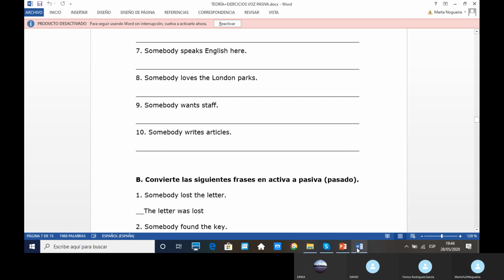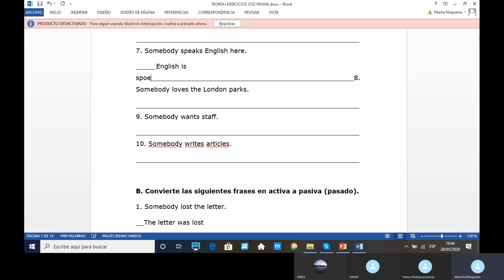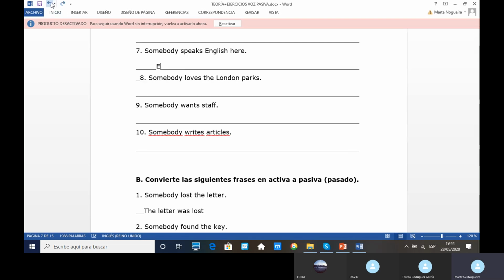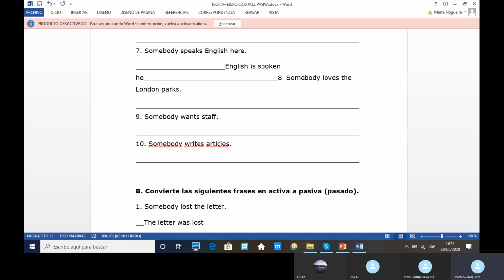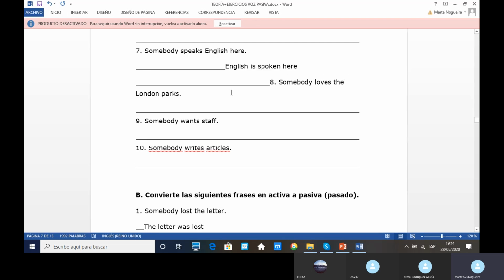Let's see. A ver, no sé si ahora estoy dejando. When we have somebody, it is not necessary to put the agent, so it is not necessary to put by, okay? Somebody speaks English here. English is spoken here.